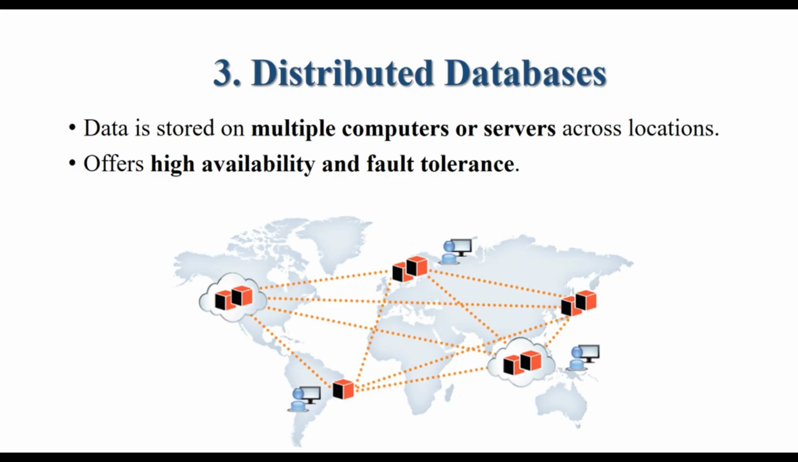Next we have distributed databases. Here the data is stored across multiple computers or locations, but it works like one system. It is useful for big companies that operate worldwide, and it also offers high availability and fault tolerance. Fault tolerance means a system's ability to continue operating correctly even when some of its components fail. So this means that even if one of its servers or computers fails, it can still operate correctly.